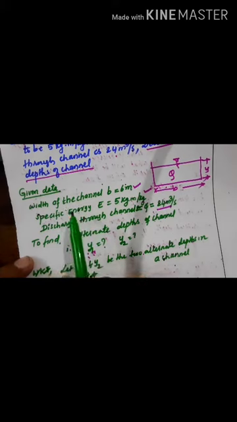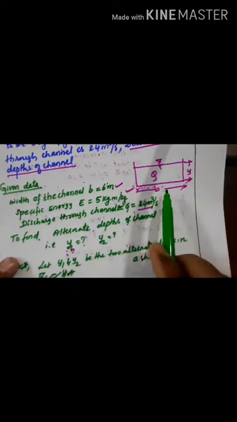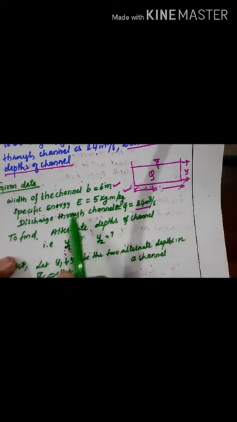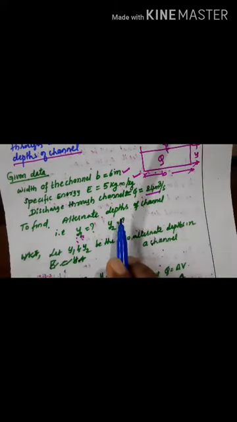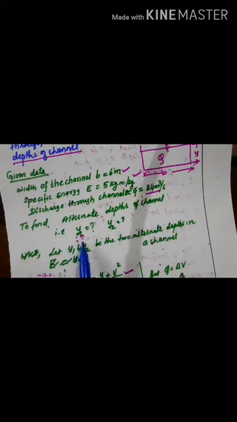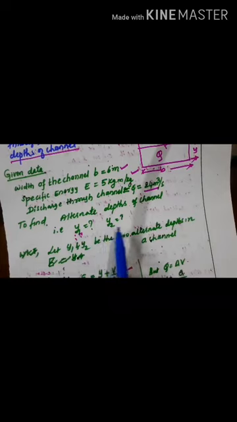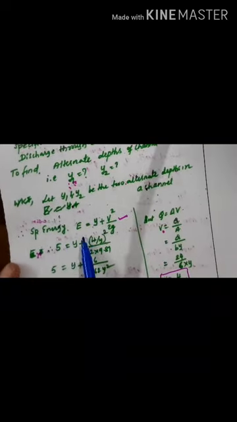Here write the given data. Width of the channel b is given, the rectangular channel section is given, specific energy E is given, and discharge through the channel is 24 meter cube per second. To find alternate depths, let y1 and y2 be the two alternate depths, and these two depths can be calculated. Then calculate first the specific energy E.